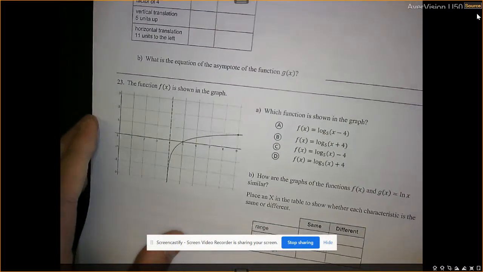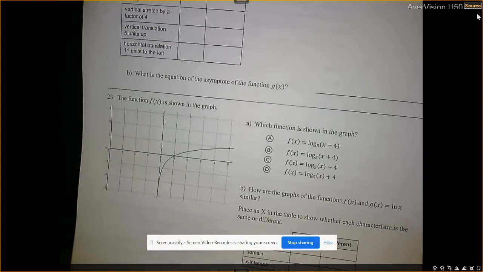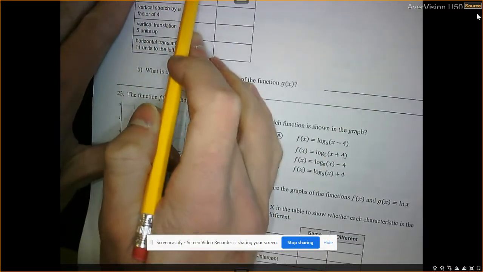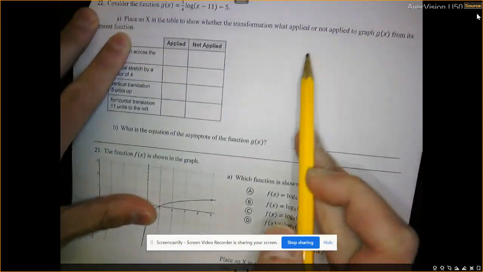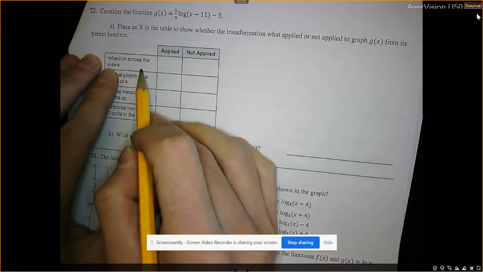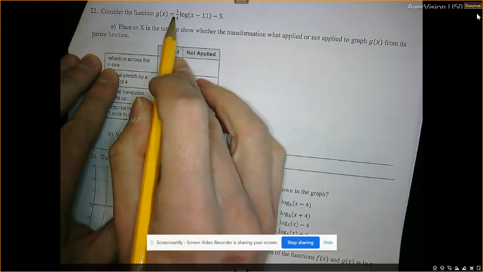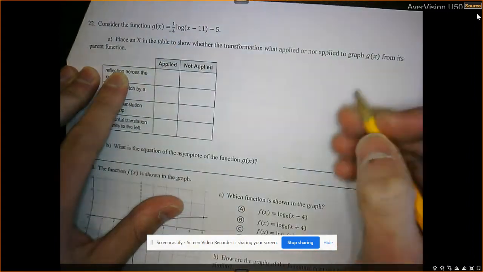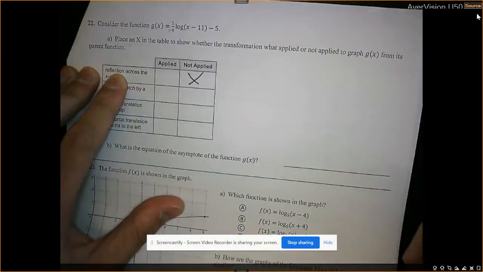All right, we are on to the back, the very last page here. Then we're asked to place an x in the table to show whether the transformation is applied or not. Okay, reflection across the x-axis. Look at this here. You only have a reflection across the x-axis if you have a negative a value or a negative out front anywhere. We do not, so that's not applied.